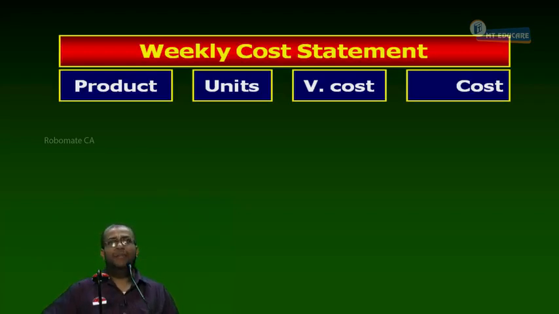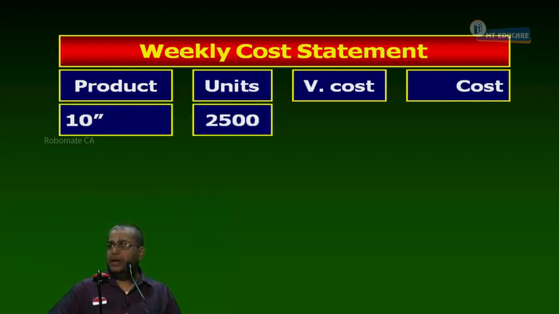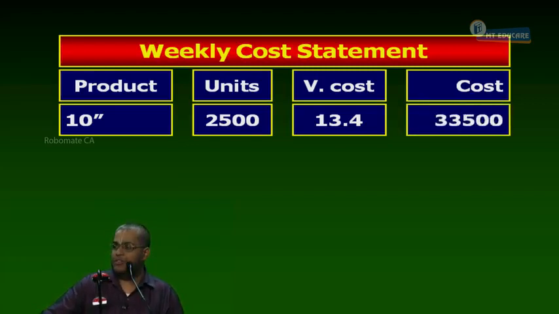Okay, let's do it together. Tell me the products one by one. First product is 10 inches. How many meters? 2500. Now, to lay 1 meter, the variable cost, don't search here and there. Go to the second step. We had a make or buy table. To lay 1 meter of 10 inches pipe, what is the variable cost? 13.4. What is the total? 2500 into 13.4 gives you 33,500. Next is what?